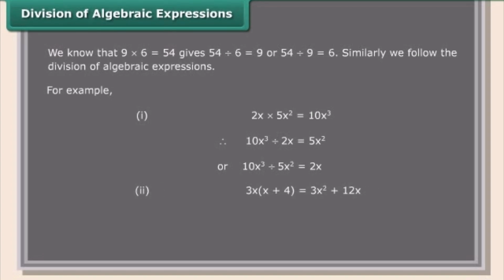3x into x plus 4 is equal to 3x square plus 12x. Therefore, 3x square plus 12x divided by 3x is equal to x plus 4, or 3x square plus 12x divided by x plus 4 is equal to 3x.